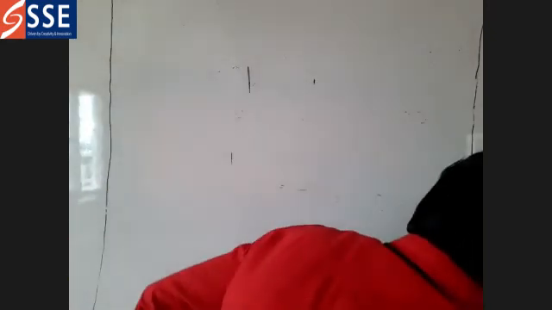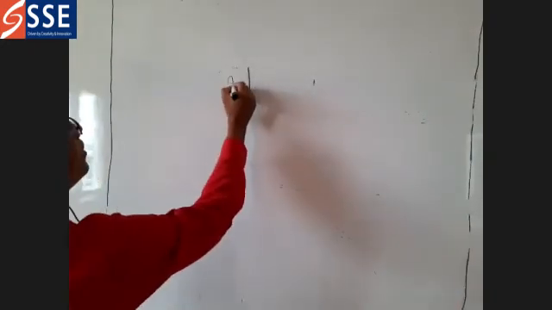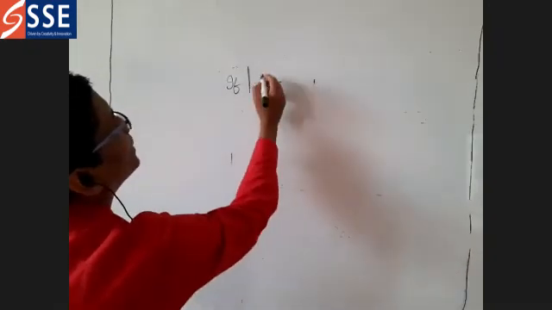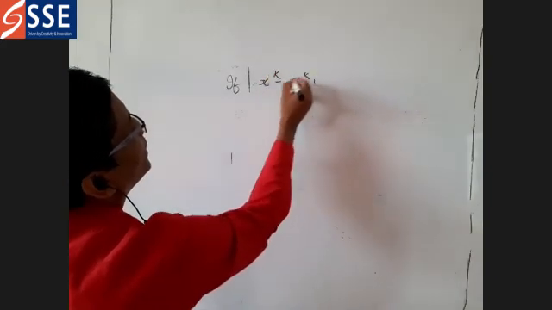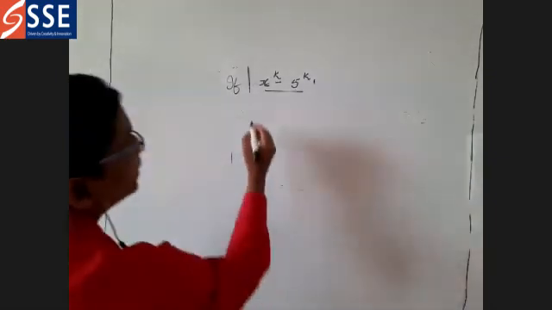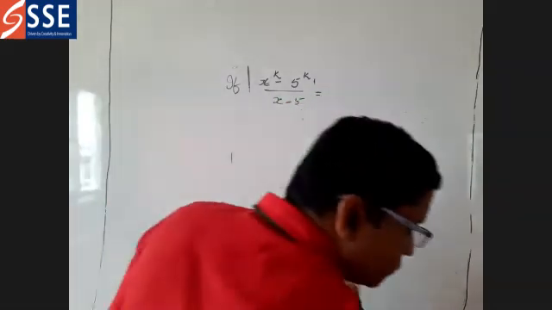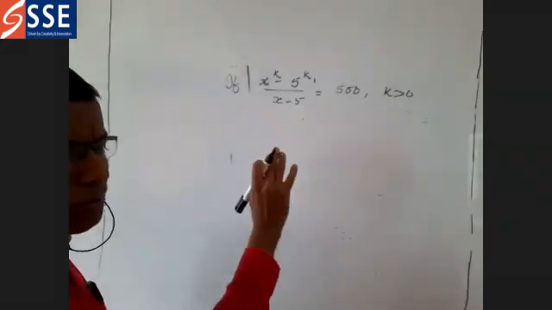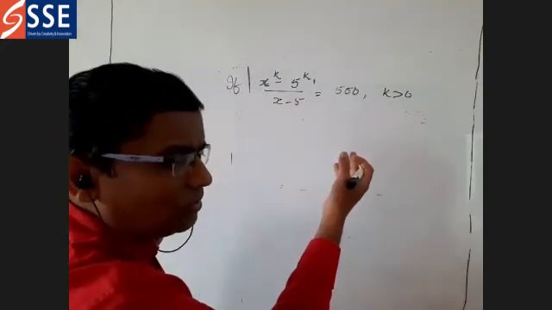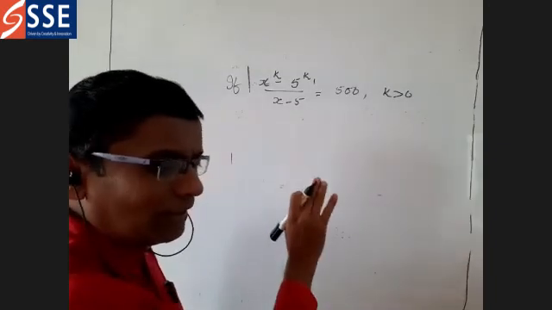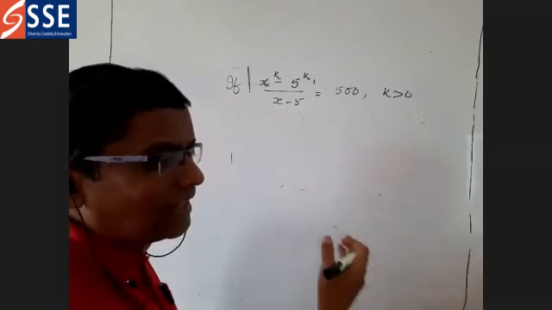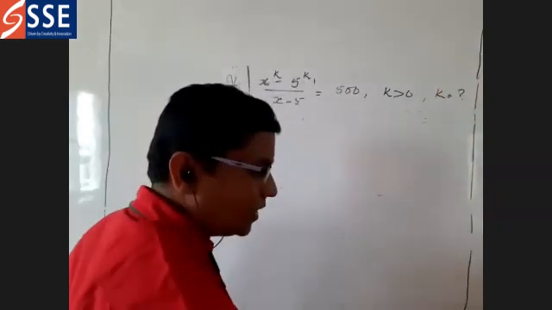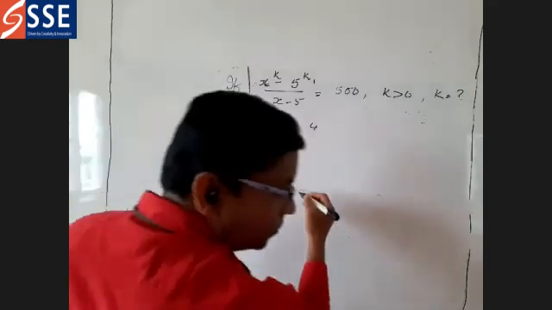Okay. If limit x tends to 5, see, it is a somewhat different problem: limit of (x^k minus 5^k) divided by (x minus 5) is equal to 500. మీకు ఇటువంటివే ఎగ్జామ్లో అడుగుతాడు ఎంసెట్లో. Then find the value of k. Options 3, 4, 5, 6.